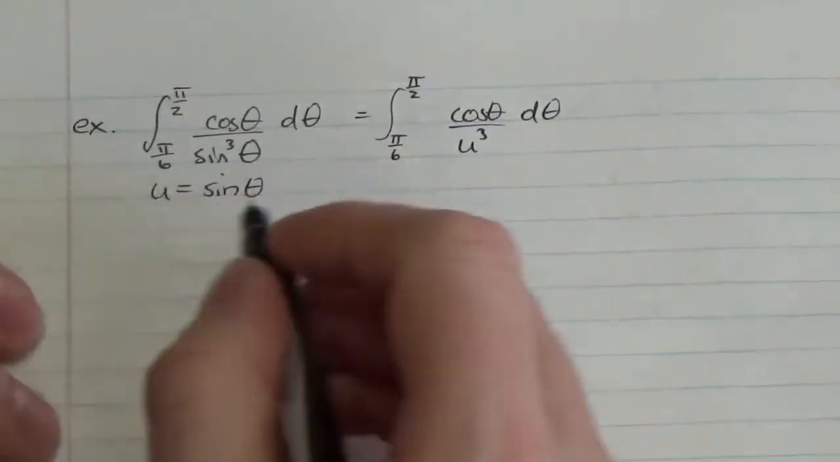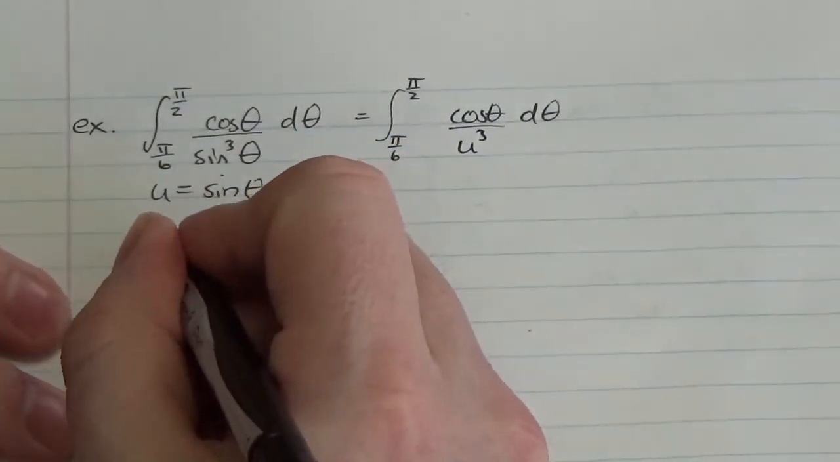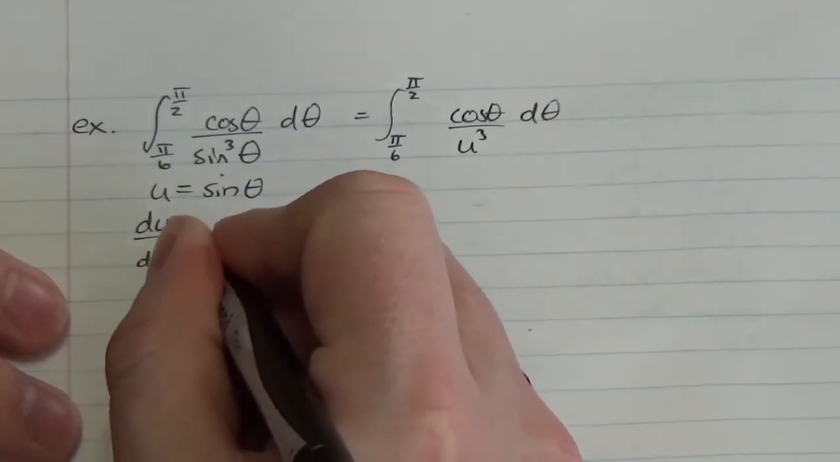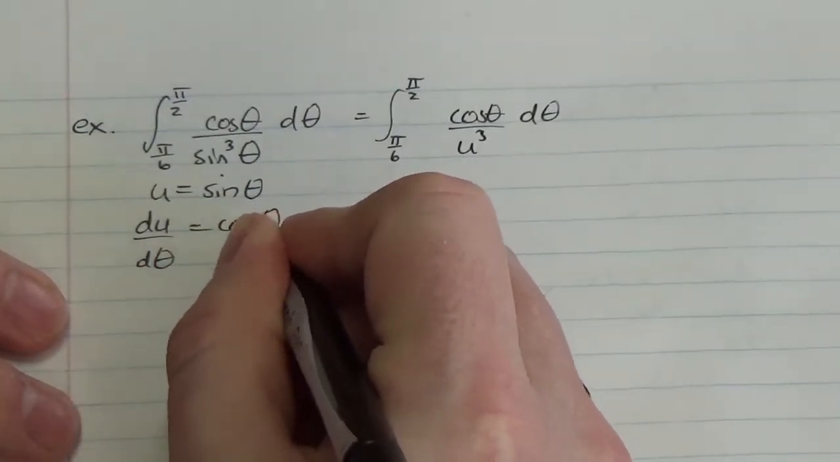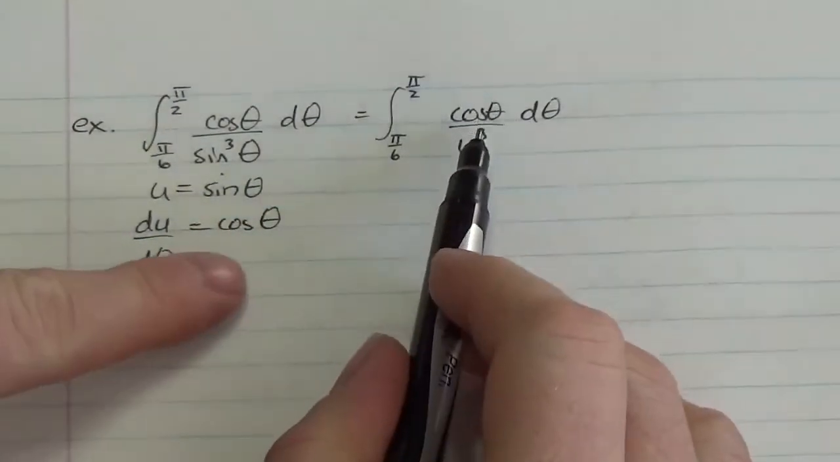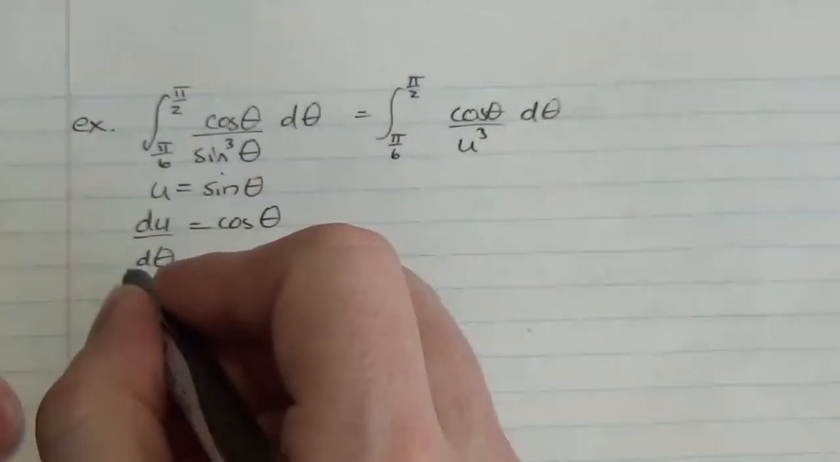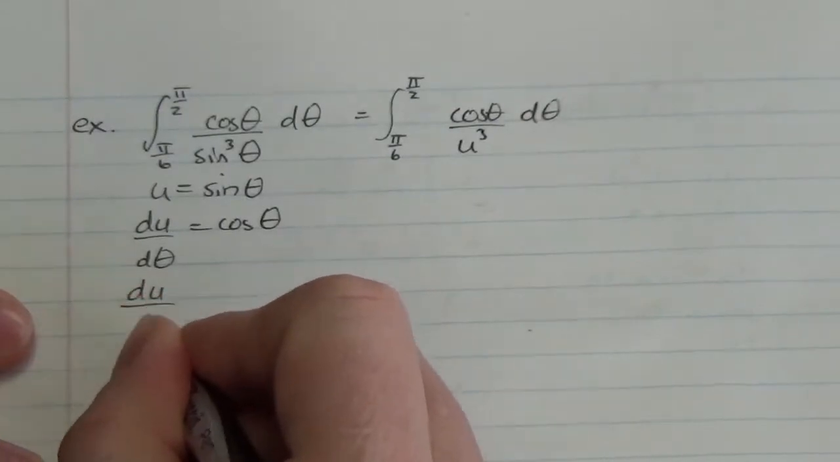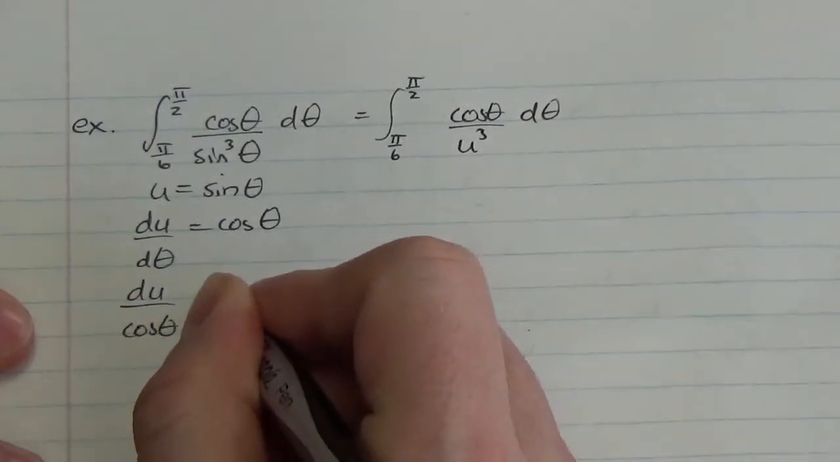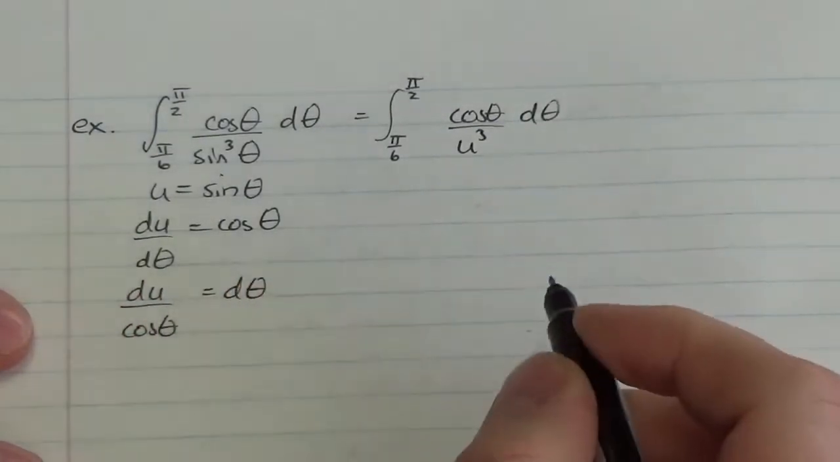So I'm going to come over here and take the derivative of this. So du by d theta will equal the cosine of theta, and I love the fact that the cosine of theta popped out. And now, when I solve for d theta, I will get du over the cosine of theta is equal to d theta.